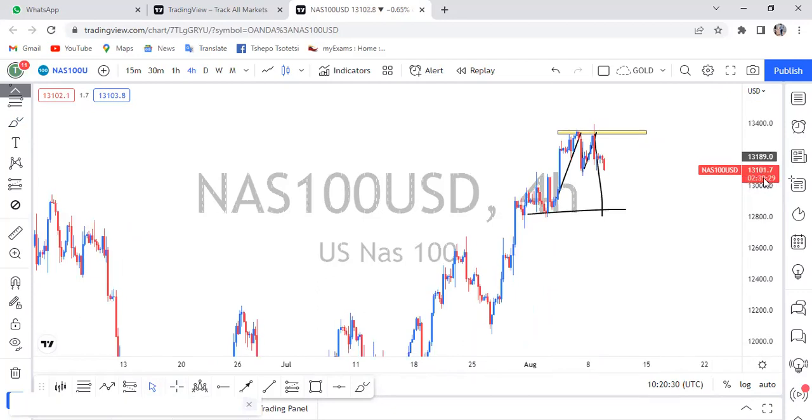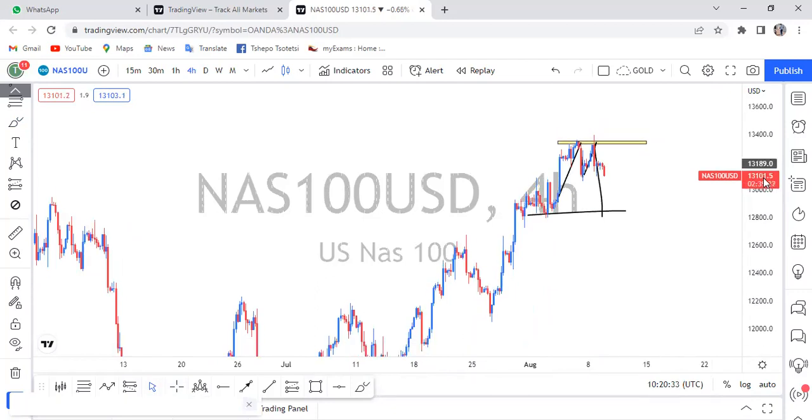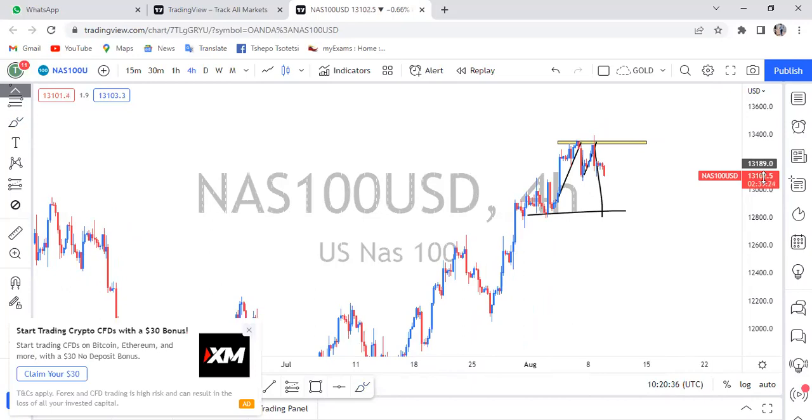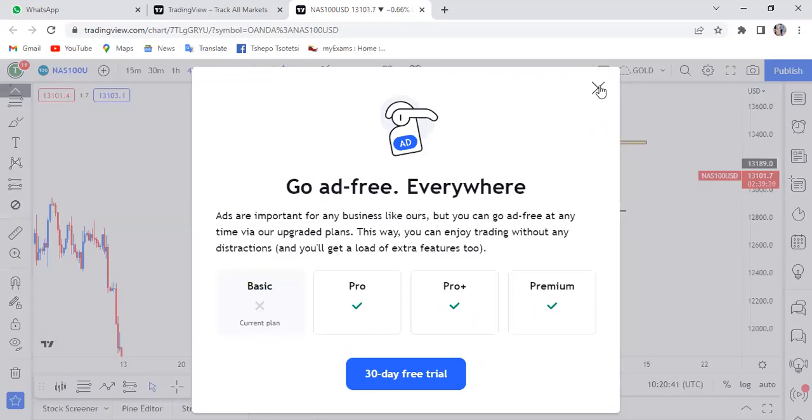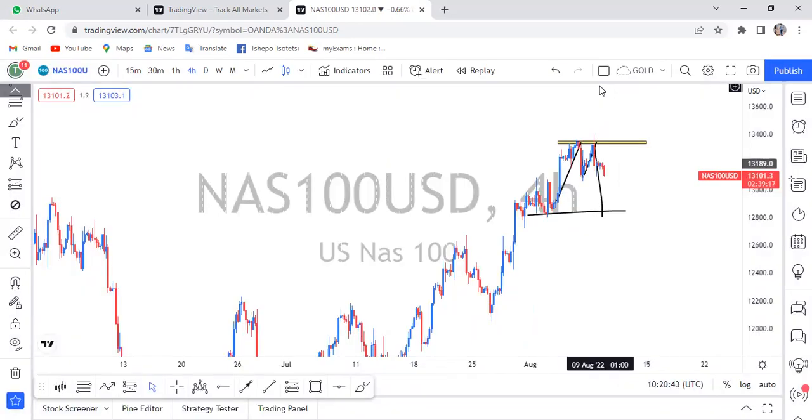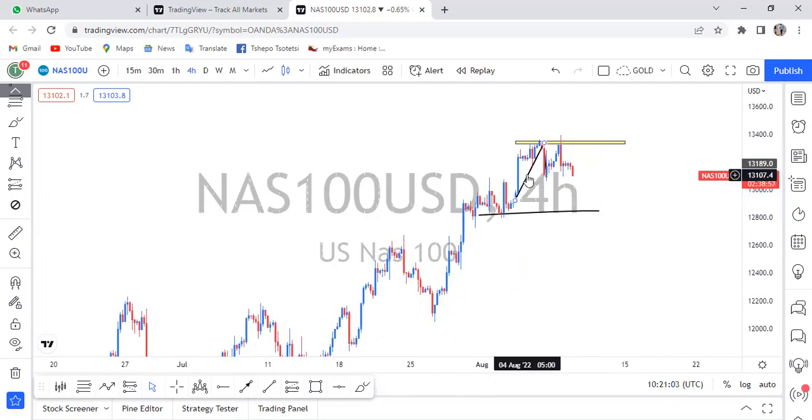We need to look at what we're going to say is the entry. So either we enter at the break of the neckline, or we enter at the candlestick pattern formation, or we enter at the channel formation. When Nasdaq was approaching the second leg, it was not as impulsive as the first one. This was a confirmation that there's no buying pressure for Nasdaq.